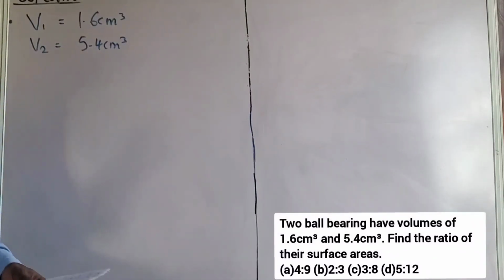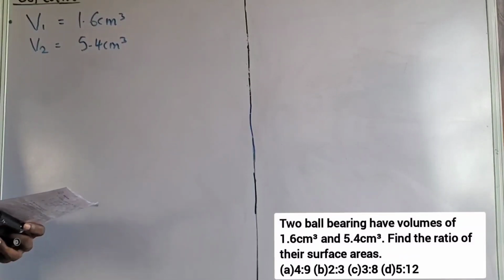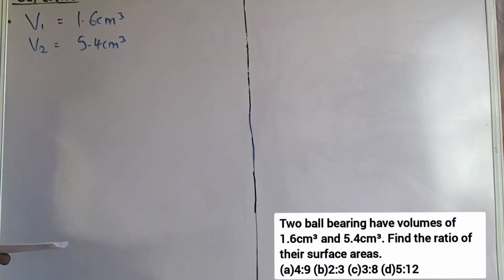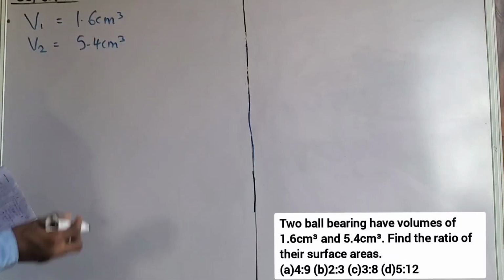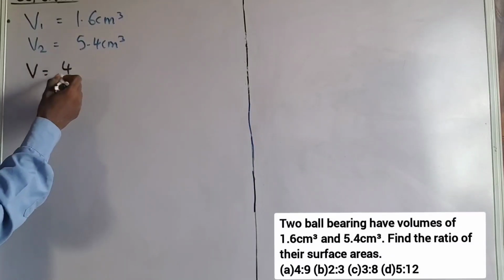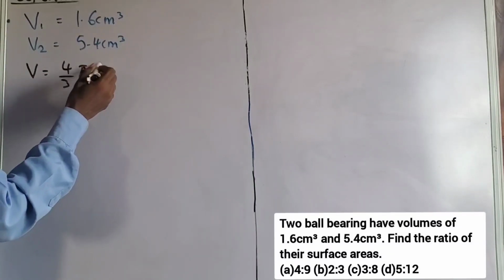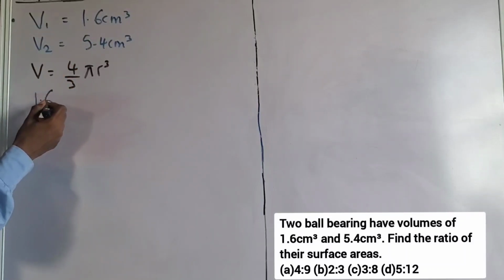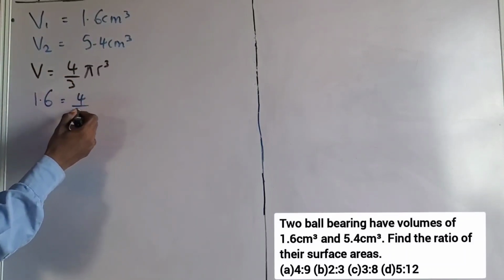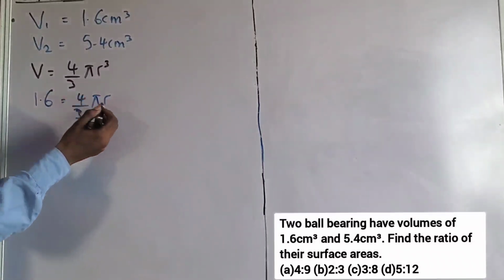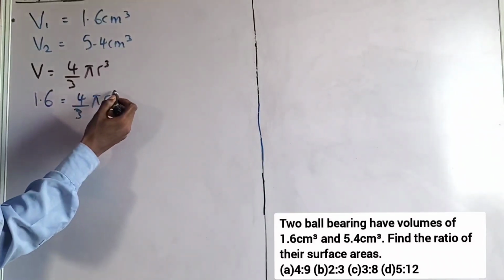Okay? With respect to the information we are given, how can we determine the ratio of the surface area of these ball bearings? To do that, don't forget that the volume of a sphere is 4/3 pi r³. So for the first volume, 1.6 equals 4/3 pi r³. Let me call the radius r1, you understand? r1 raised to the power of 3.